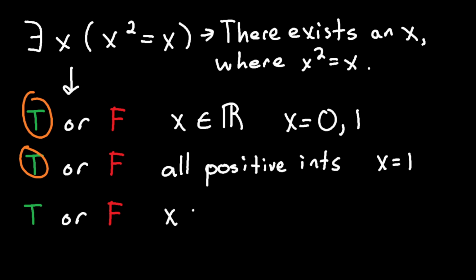Okay, let's go ahead and look at the last domain. Let's choose all negative integers. All right, let's take a look at all negative integers. And remember, 0 is not negative or positive, so 0 is not included. So try this out.